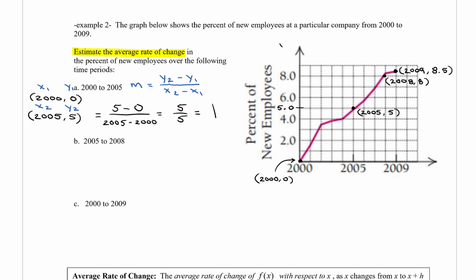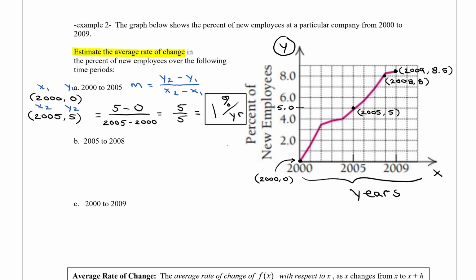So now we need to label our units. If we look at the y-axis, we see that the y-axis represents percent of new employees. I have gone ahead and written y for the y-axis and circled it, and I've also circled where it says percent for percent of new employees. Underneath the x-axis, I have written the word years, and I have labeled the x-axis with x. So we're going to label this as the units percent per year.